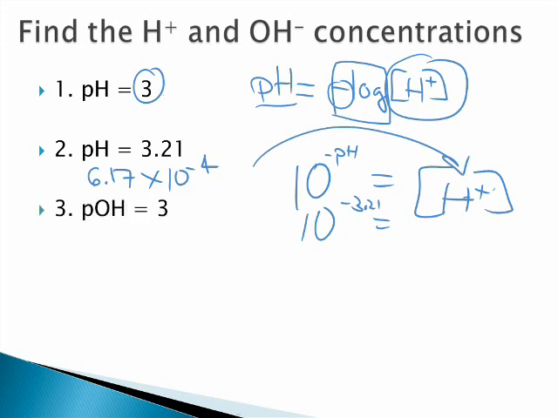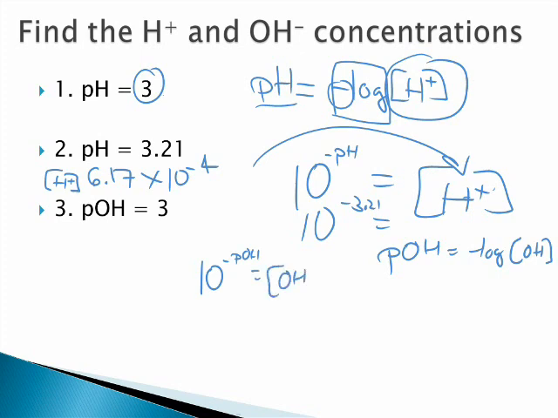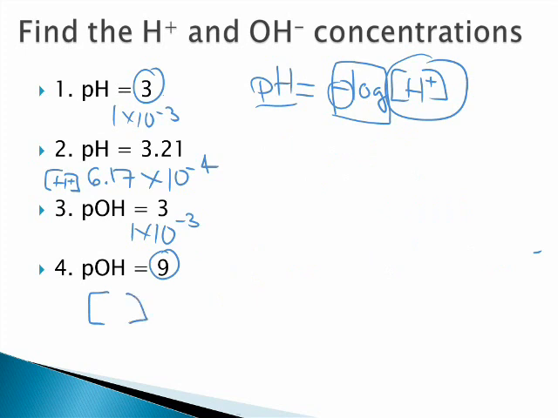Let's try something else. A pOH of 3. A little different, but it's the same concept. pOH equals the minus log of the concentration of OH. And it's the same thing. 10 to the minus pOH will equal the hydroxide ion concentration. We plug it in the calculator, and that will also be 1 times 10 to the minus 3. What if we have a pOH of 9? This is a straight number. There's no decimal, so we can say the concentration of OH minus is 1 times 10 to the minus 9.